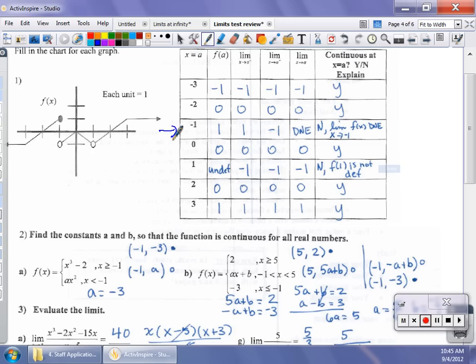As we approach positive 1, notice what happens here. There's no y value, but the limit does exist because we are approaching the same y value from both sides. However, the function is not continuous because f of 1 doesn't have a y value.